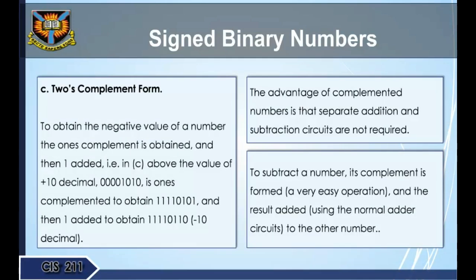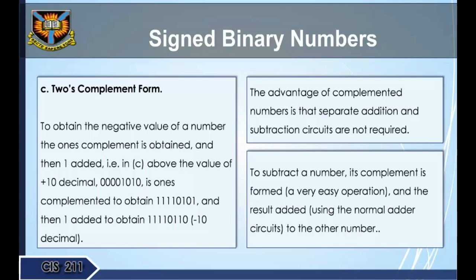C. Two's complement form. To obtain the negative value of a number, the one's complement is obtained and then 1 is added, that is, in C above, the value of plus 10 decimal, 00001010, is first complemented to obtain 11110101, and then 1 added to obtain 11110110, minus 10 decimal.